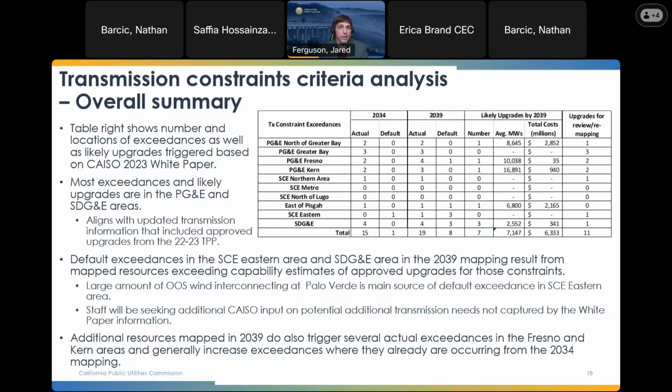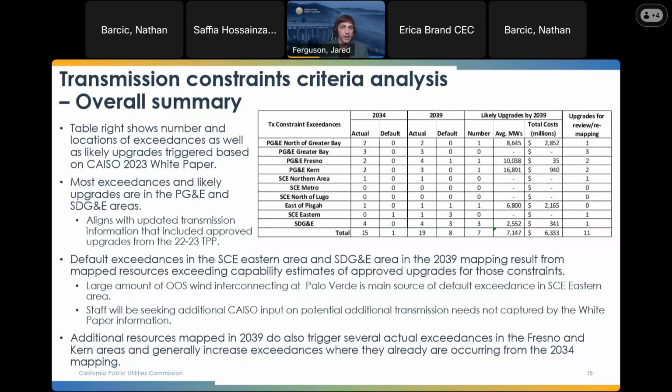So these are in the SCE area in particular, these are the constraints from Devers, or Devers, I forget how I'm supposed to say that after we talked about that this morning, over to like Colorado River. So in the 22-23 TPP, there was a series of smaller upgrades approved for that section.